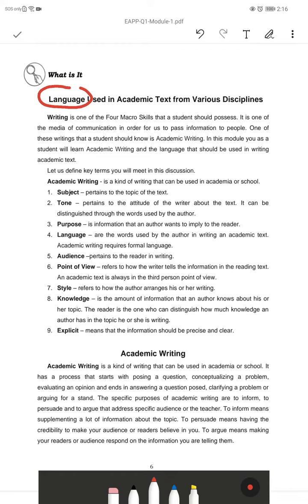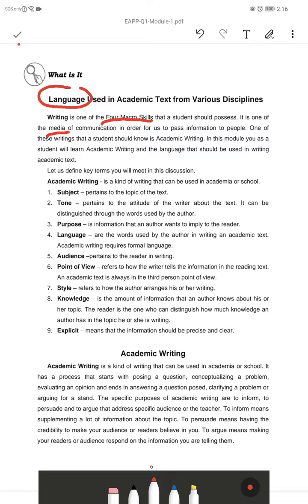Writing is one of the 4 macro skills. Okay, again, 4 macro skills that the student should possess. It is one of the media. When we say media, means or ways of communication. It is one way of communicating. So we have 4 macro skills. We have writing, speaking, listening, and reading. Okay? But writing is one of the media, meaning one of the ways of communicating in order for us to pass information to other people.